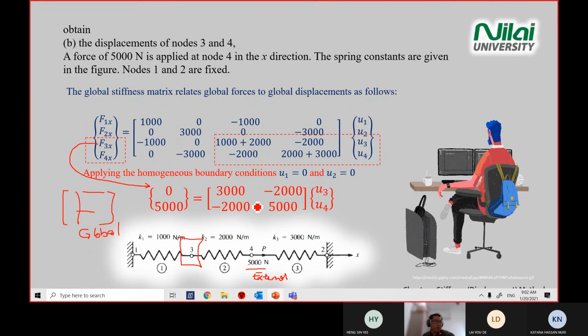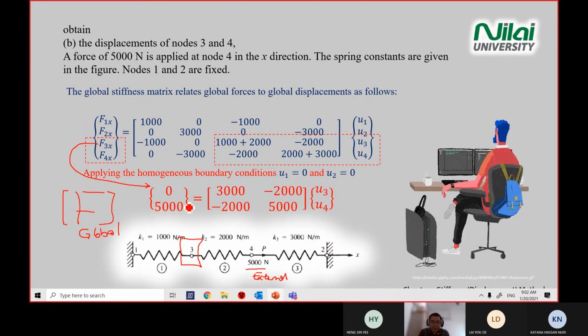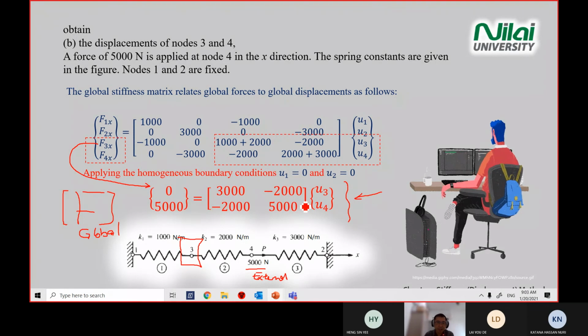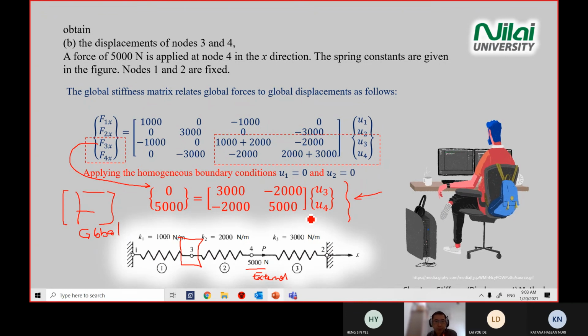How many linear equations do you have in this matrix? You have 1, 2, 3, 4. How many equations do you have in this matrix? I'm asking about this matrix. How many equations do you have? 2. 2. What? How do you know 2?